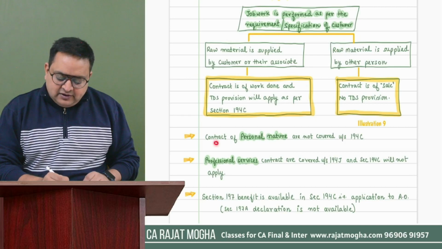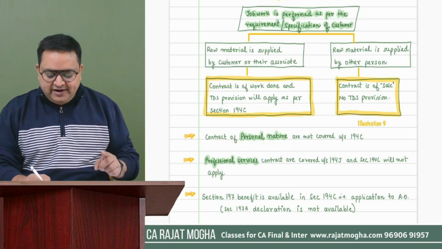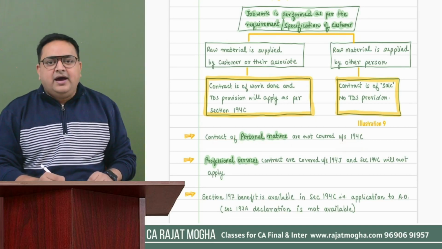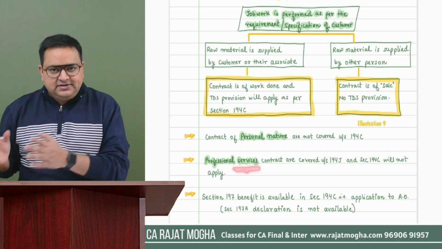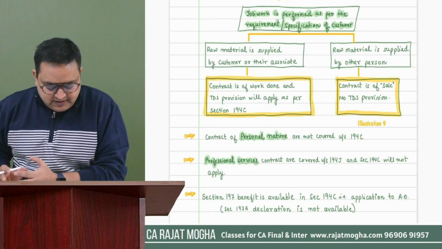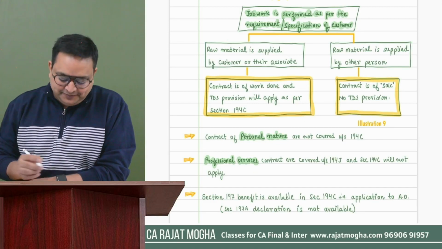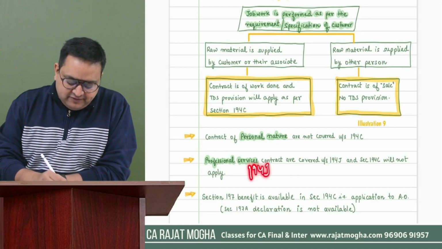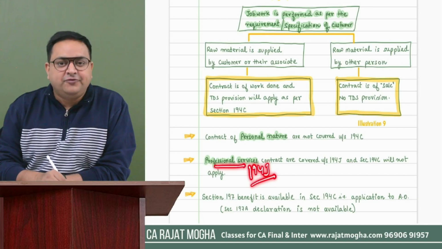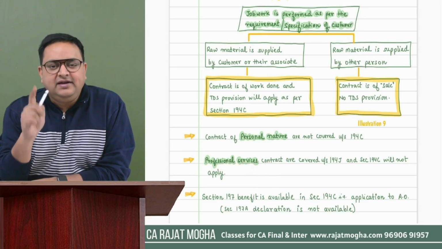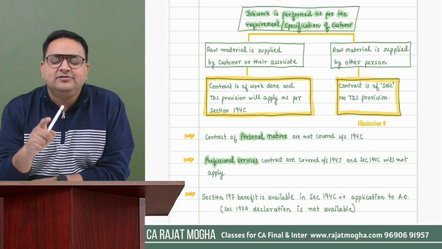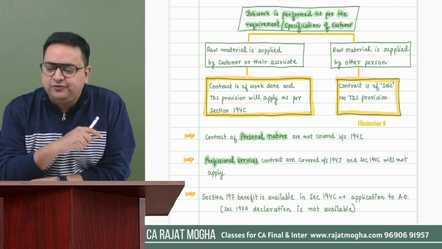Next important thing is that if the contract is of a personal nature, then 194C will not apply. On professional services, there is a section which is coming up in the next 15-20 minutes. I'll discuss section 194J. It's a very important section. In 194J also, we will see that if it's professional services, then TDS will not be deducted under section 194C. It will be deducted under section 194J.